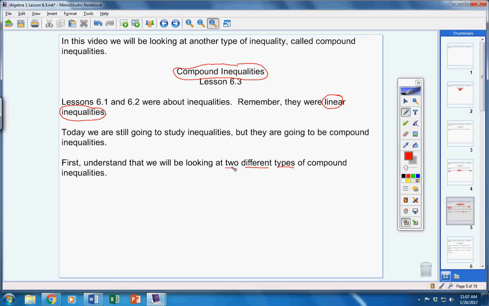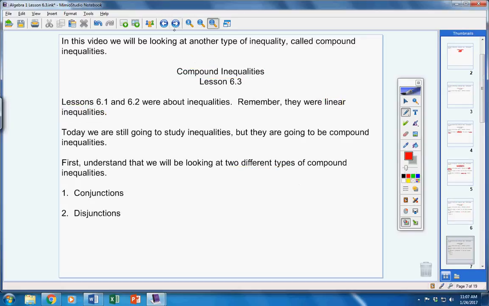However, there are two types of compound inequalities that we are going to look at today. Please copy those down. One type is called a conjunction, and the other type is called a disjunction. So please make note of that and copy that down in your notes. These are the two different types of compound inequalities we'll be looking at today. Now, let me take a second and describe these to you. I'm just going to write stuff down. I want you to take really good notes. Are you ready? Here we go. Please take good notes.